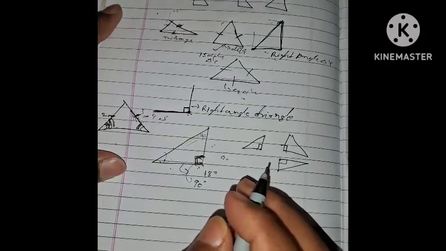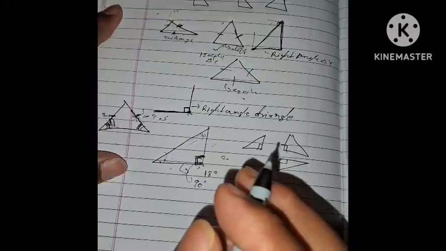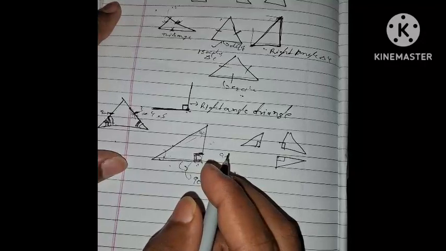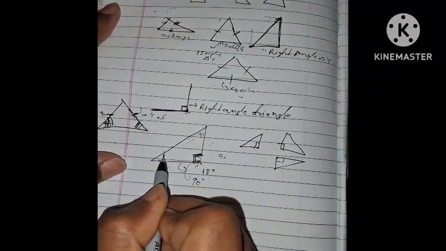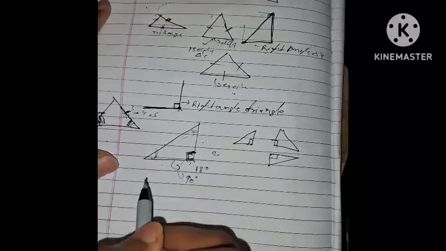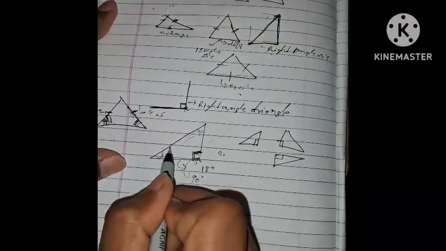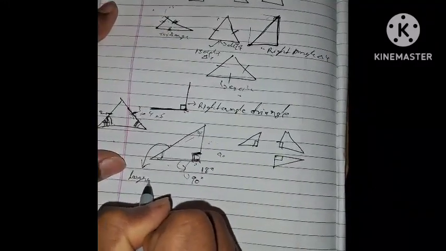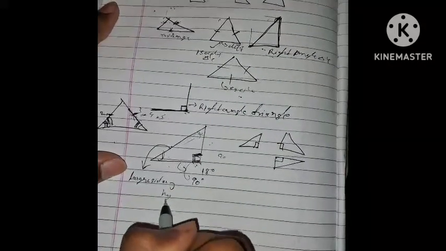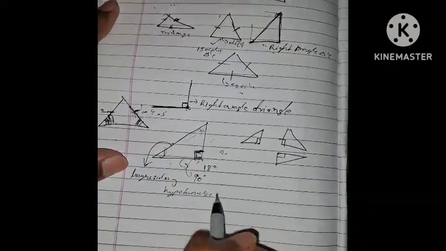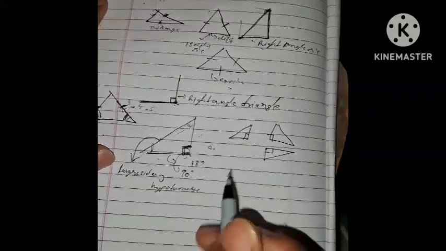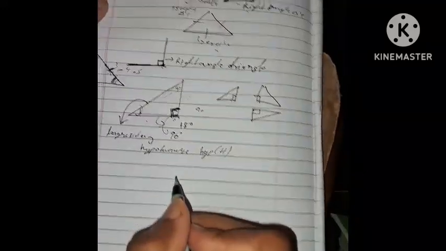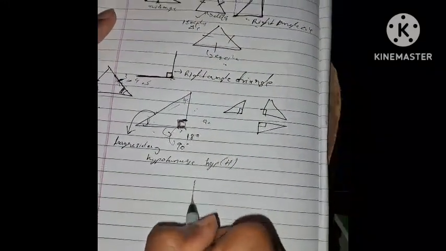Ultimately, in a right angle triangle, the side opposite to the right angle will be a larger side than the other two sides. So the larger side is known as hypotenuse. You can represent it with hype or h. Okay, so let's take a right angle triangle.